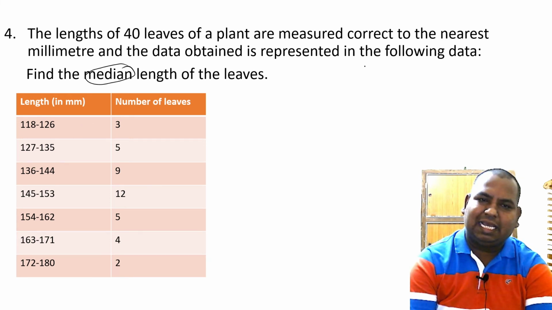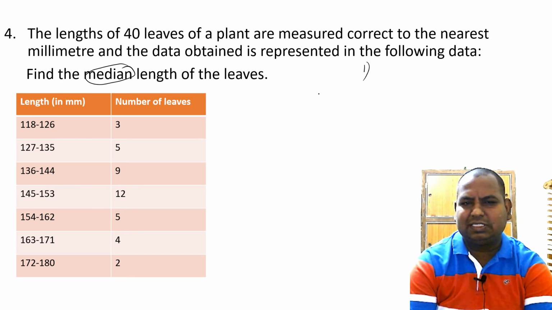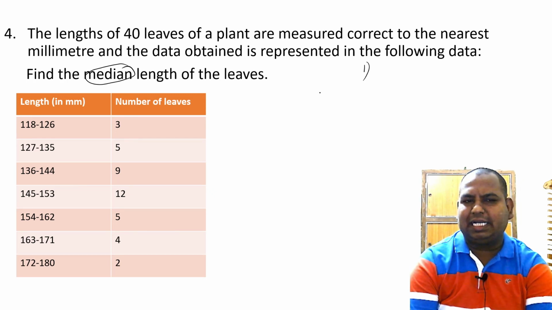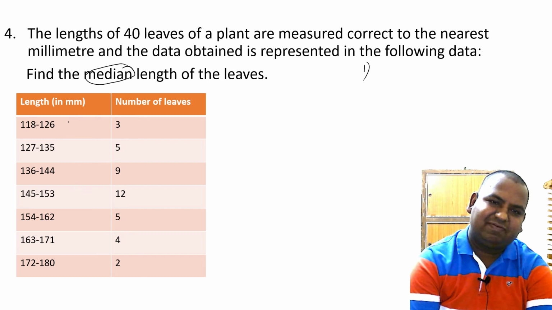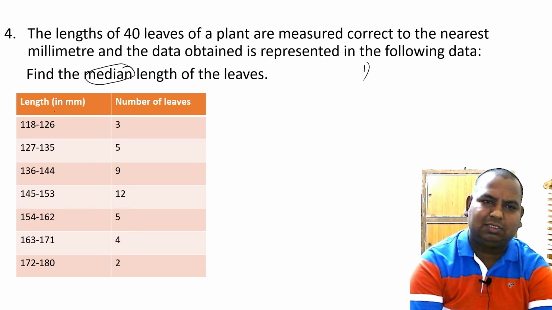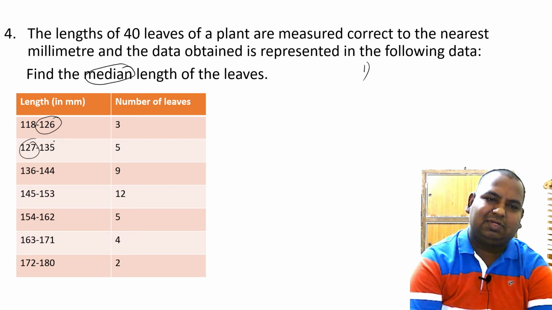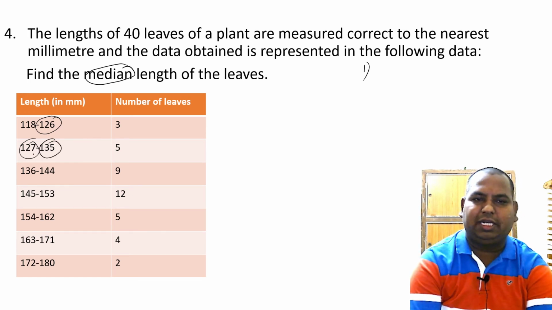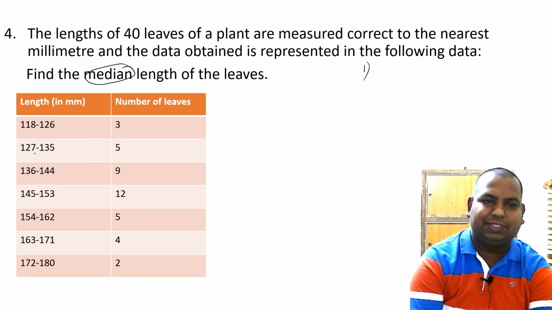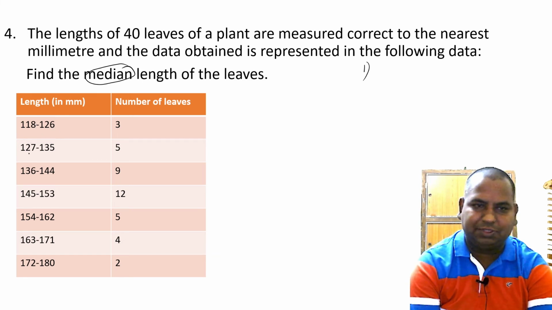To find the median, as I mentioned, the first thing is class intervals should be continuous. But here class intervals are not continuous because the upper limit of the first class interval is not equal to the lower limit of the second class interval. The upper limit of the second class interval is not equal to the lower limit of the third class interval. Got it? Class intervals are not continuous. First we have to make them continuous. So how to make them continuous?